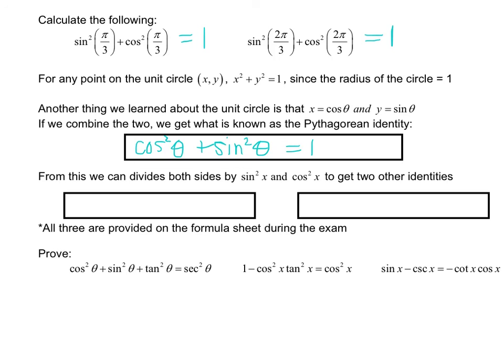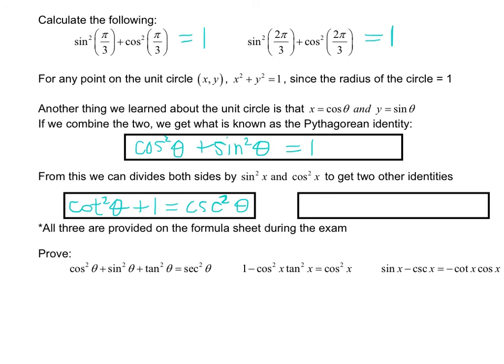Now, we can use this to get two other identities. If we divide everything by sine squared, then cosine squared divided by sine squared, well, that's cotangent squared. And sine squared divided by sine squared is just 1. And then 1 divided by sine squared is cosecant squared. So that leads us to another Pythagorean identity.